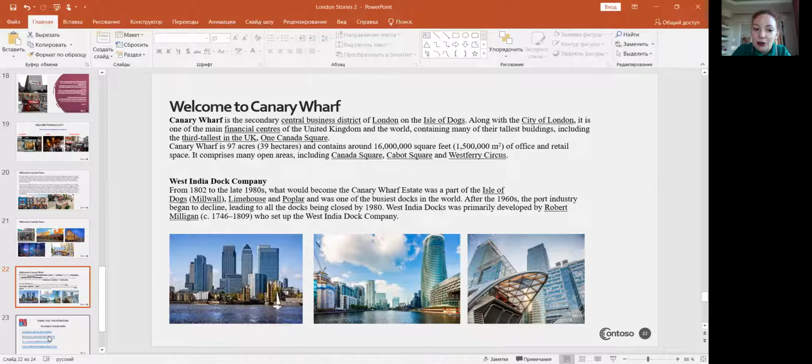West India Dock Company. From 1802 to the late 1980s, what would become the Canary Wharf estate was a part of the Isle of Dogs, Limehouse and Poplar, and was one of the busiest docks in the world. But after the 1960s, the port industry began to decline, leading to all the docks being closed in 1980. West India Docks was primarily developed by Robert Milligan, who set up the West India Dock Company.